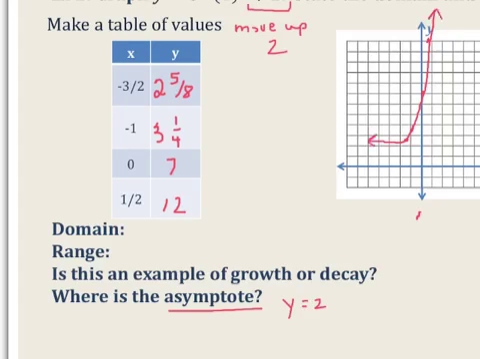Like that. The domain doesn't change. It's still all real numbers. And the range, yes, it is greater than 0, but it's greater than the asymptote, and that's what we're going to base our range on. So y is greater than 2. And this is a growth function because our growth factor is 4, which is greater than 1.